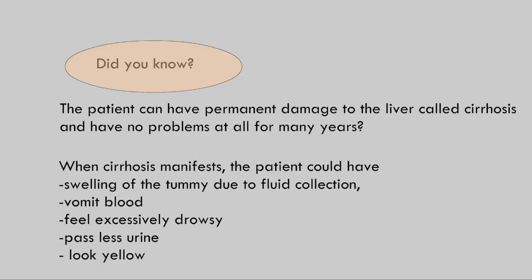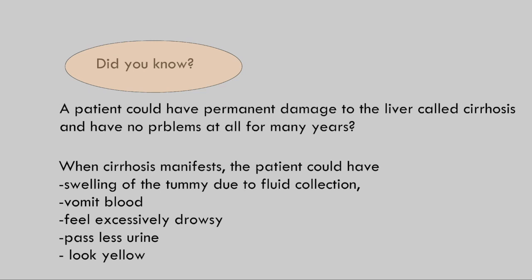Did you know the patient can have permanent damage to the liver called cirrhosis and have no problems at all for many years? And when cirrhosis manifests, the patient could have swelling of the tummy. He can vomit blood, feel excessively drowsy, pass less urine, and look yellow.